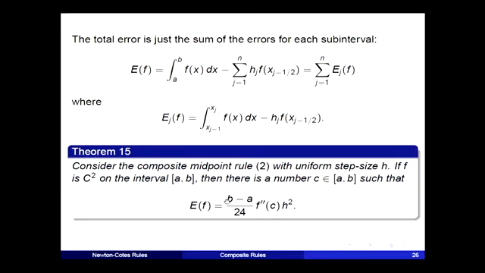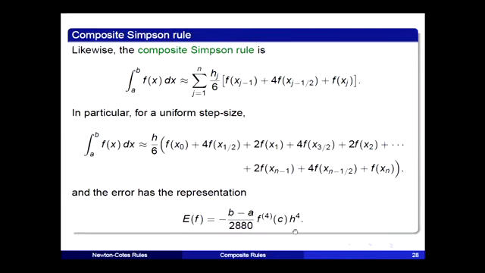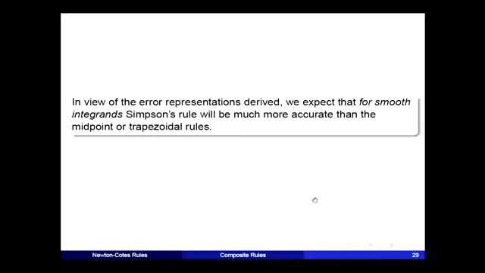So for the midpoint rule, the error is order h squared, okay? And for the trapezoidal rule, it is order h squared as well. But for Simpson's rule, you can have order h to the fourth, okay? And for Simpson's rule, you require the function to be at least 4 times differentiable.